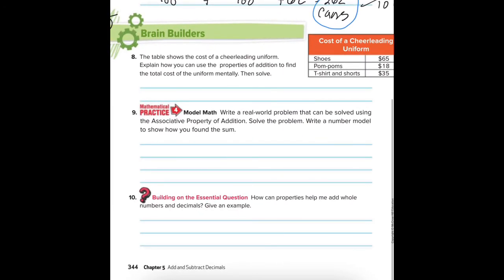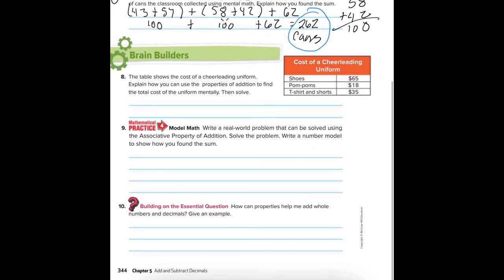Number 8, the table shows the cost of a cheerleading uniform. Explain how you use the properties of addition to find the total cost of the uniform mentally, and then solve. Alrighty, so over here, cost of the uniform. What's a good number that would make 100? I bet if we added this number and this number, we might be close to 100. But let's just check to make sure. 6, 7, 8, 9. Yep, that's 100. So we can do that as 100, and then we can just easily add this 18.